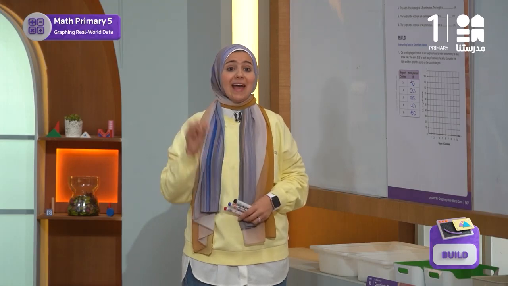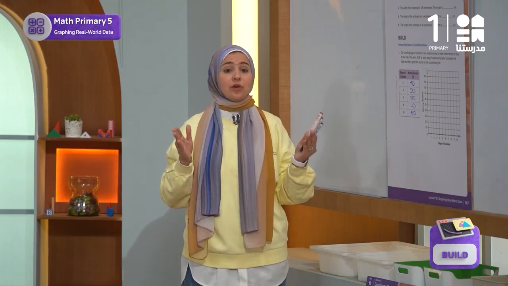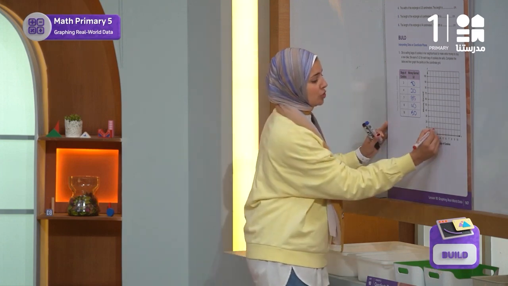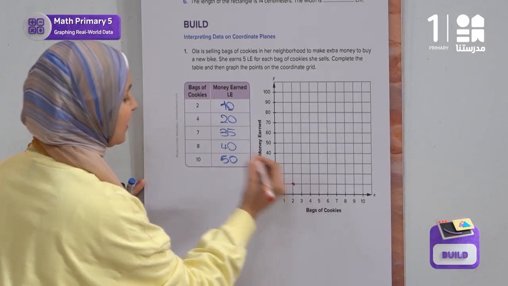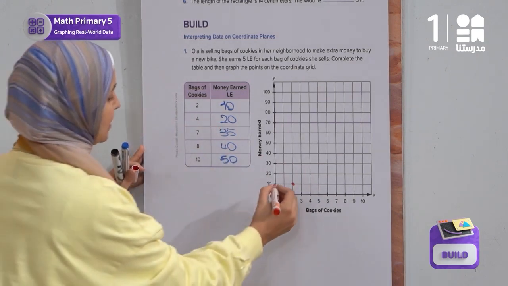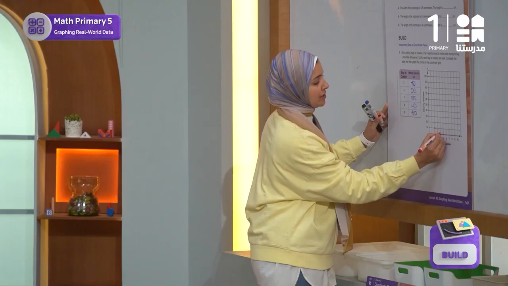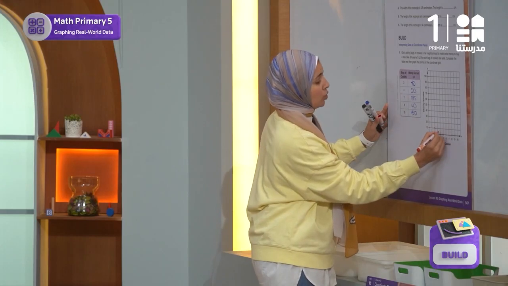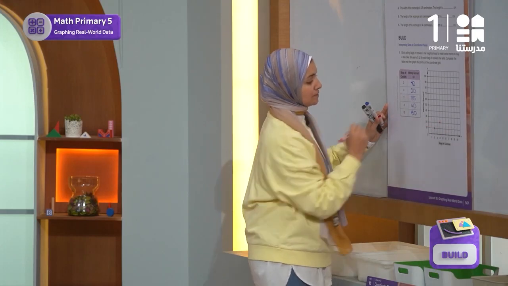Now that we're back, let's represent the ordered pairs from the table. The first point is 2 and 10, so it's 2 and 10. Let's represent it like that. Now the second point is 4 and 20. So I will go on the x to 4, and on the y, I will go to 20.